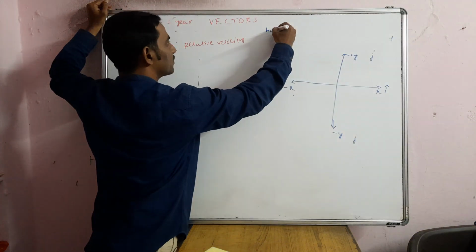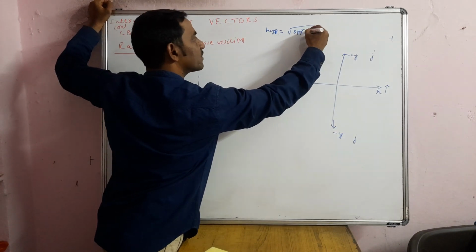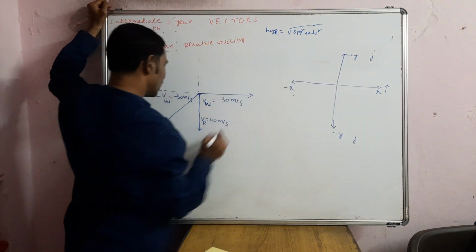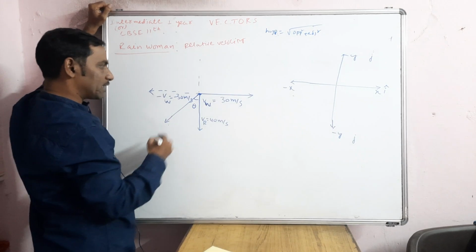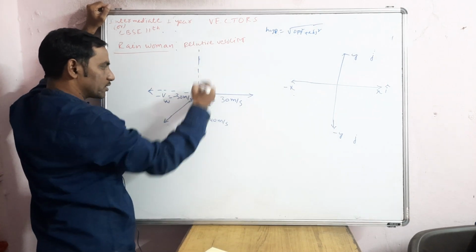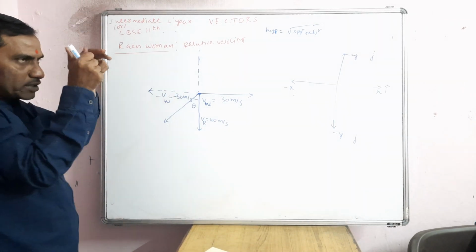I said, Pythagoras theorem is what? Hypotenuse is equal to the square root of opposite square plus adjacent square. So for example, here I am taking some angle, theta. Then she should hold the umbrella like this. Why? Because the more the speed you go, the more the angle you have to keep.